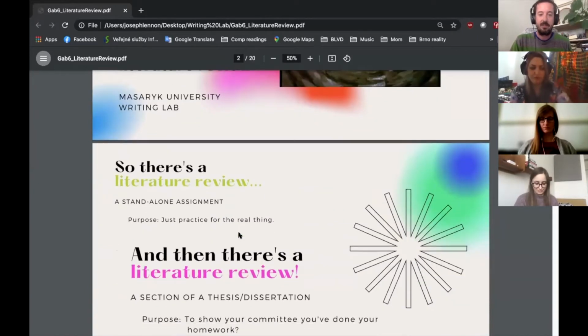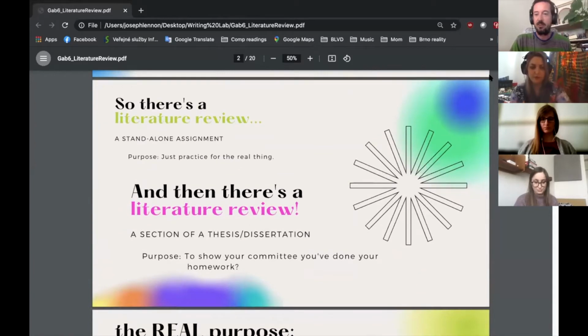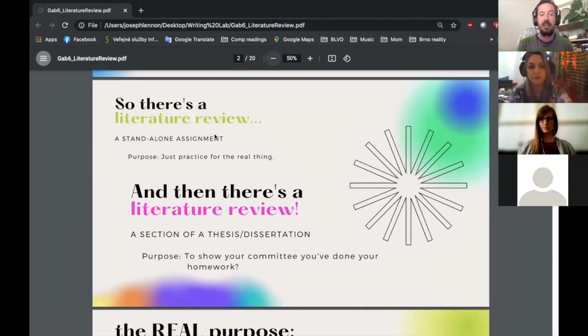So let's start with what is a literature review, because we can say there's sort of two kinds of literature reviews. There's a standalone assignment. So maybe your professor says, write a literature review for this class, and it's not necessarily connected to a thesis or a dissertation. And then, of course, there's what we think is the real thing, the big time. And that is when you're writing a literature review as a section of a thesis or dissertation.